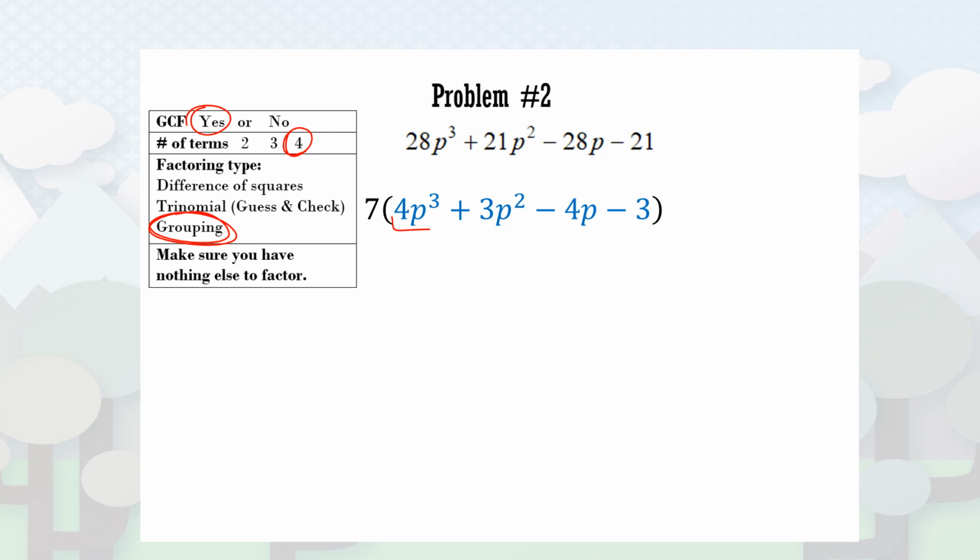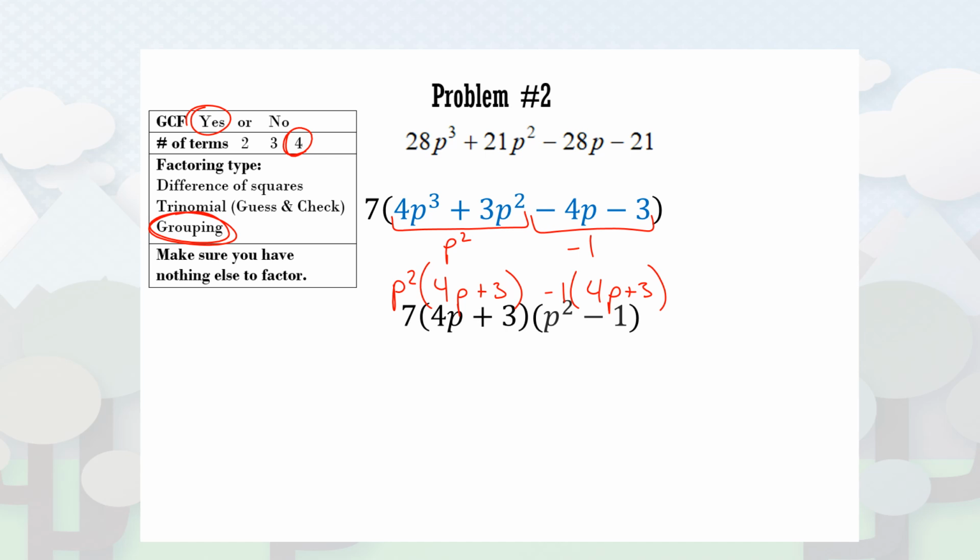So if I group those 4 terms into 2 groups, and then look at the GCF for each group, let's see, -1 for that second group is the GCF. So I have p squared, 4p plus 3, and then -1, and 4p plus 3. So then when I put together my final answer, I'm going to bring down the GCF, right? So make sure we've got the GCF down there in that final answer, and then the matching factor along with the 2 GCFs.